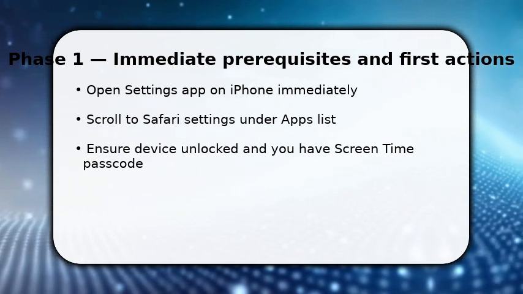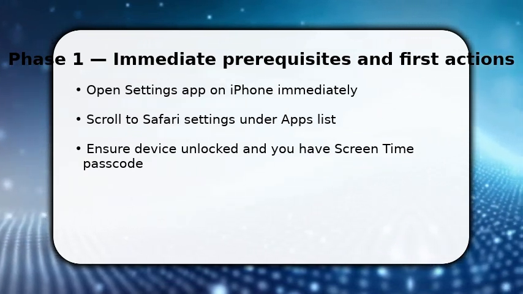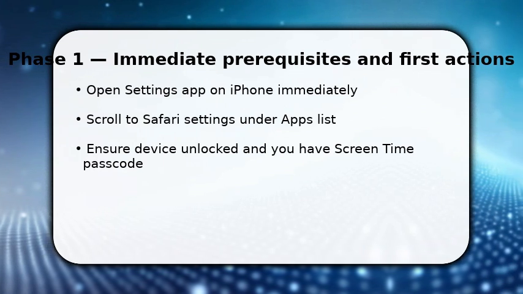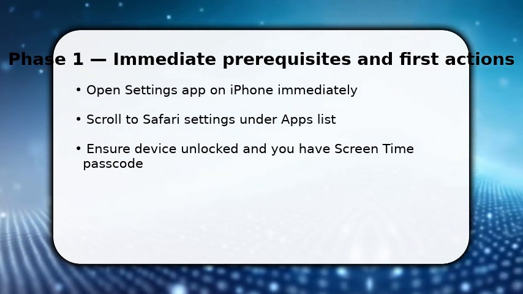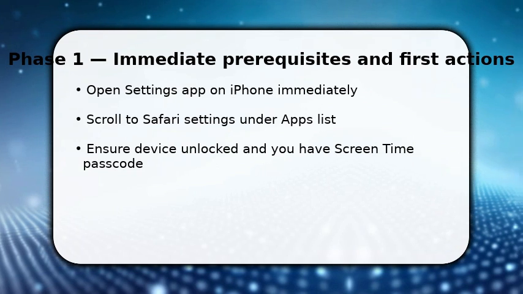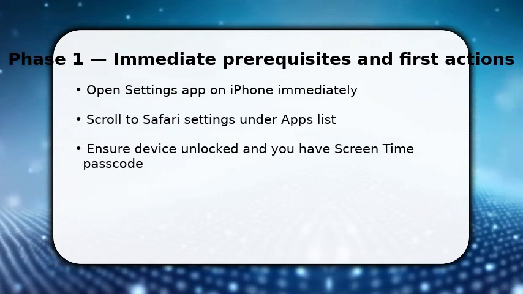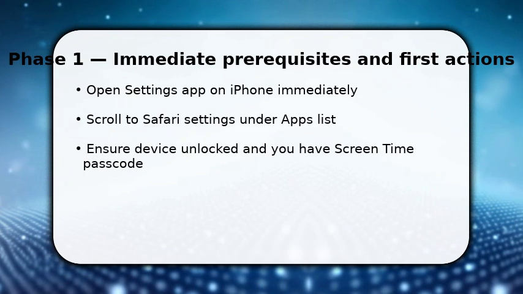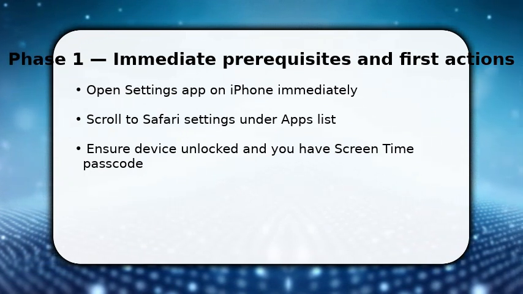Tap Fraudulent Website Warning and note its current state. You're taking precise steps now because changing safe browsing affects site filtering and phishing protection. Make sure your iPhone is updated first. Then proceed to the next steps to change the protection level.